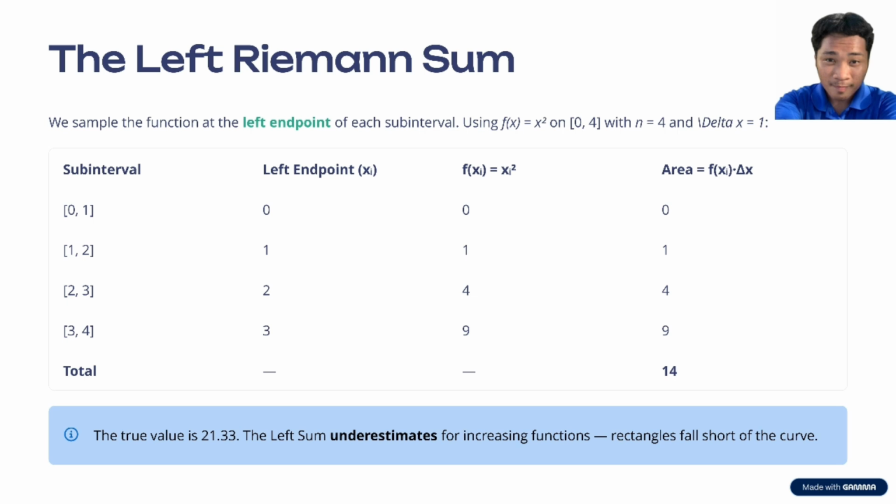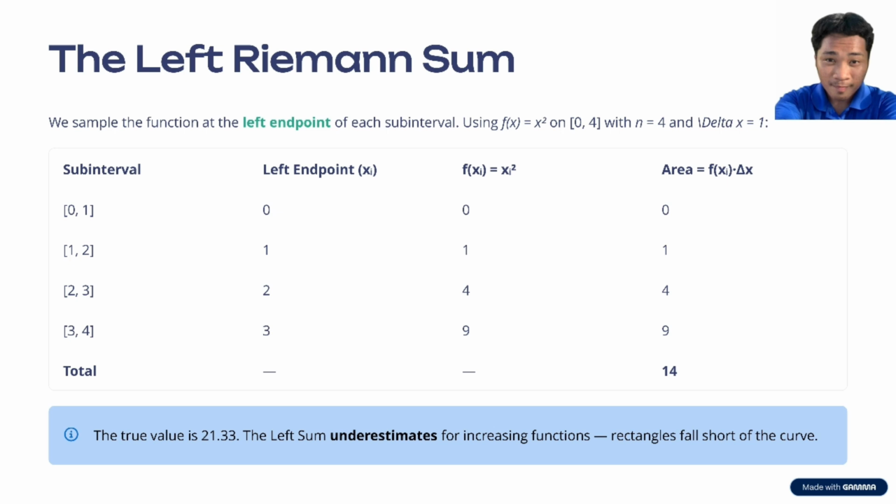In this method, we use the left endpoint of each subinterval to determine the height of the rectangle. For example, consider the function f of x equals x squared on the interval from 0 to 4, divided into 4 equal subintervals. This gives us a width of delta x equal to 1. Using the left endpoints 0, 1, 2, and 3, we calculate the rectangle areas and add them together. The total area using the left Riemann sum is 14.